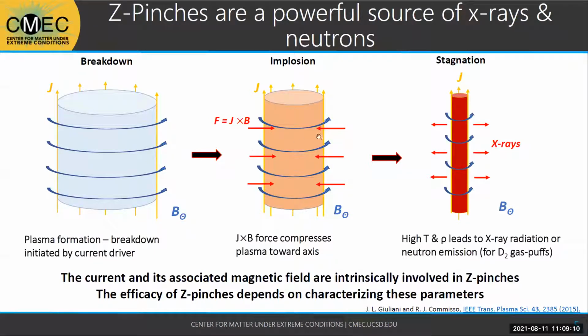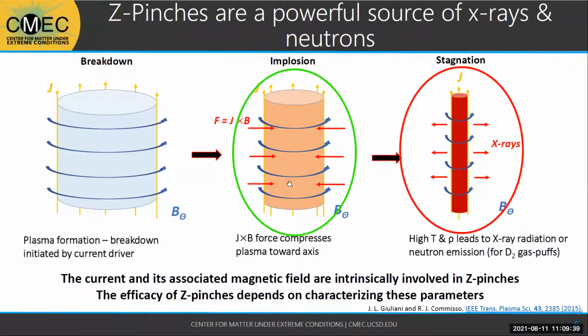and that field with the current is going to result in this Lorentz force, which drives the conductive material radially inward and accelerates it, especially in a fast gas puff Z-pinch. Once that material all runs onto the axis and collides with itself, it creates a high temperature, high density plasma, and this is where you get your high X-ray production if you're using that type of material. So this whole process, especially the implosion phase and stagnation, has the current and magnetic field heavily involved.